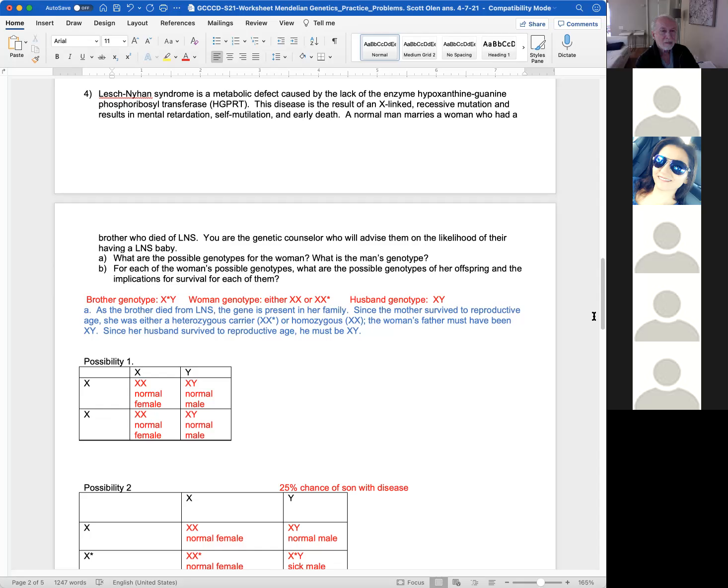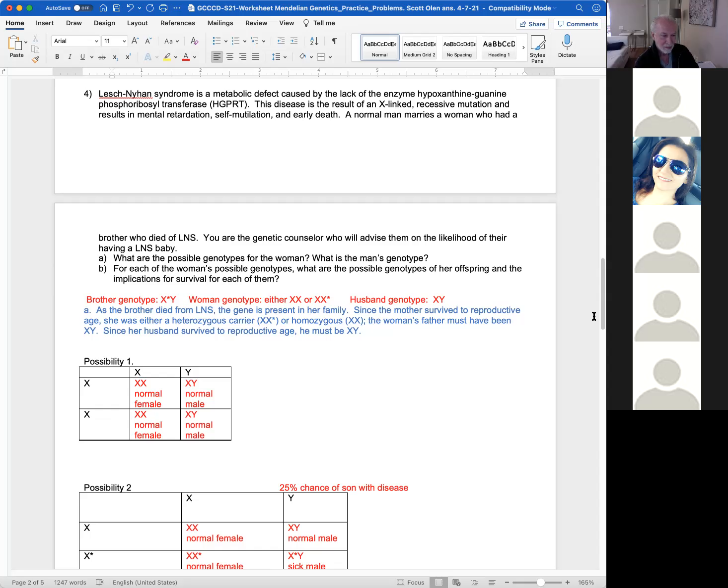So if the mother had it, did she die from it? No, she only carried. Right. She only carried it. So she must not be homozygous recessive. She must be a heterozygote. So the mother survived, so yeah, she was a heterozygote, because her brother died. That's why she carried the disease.